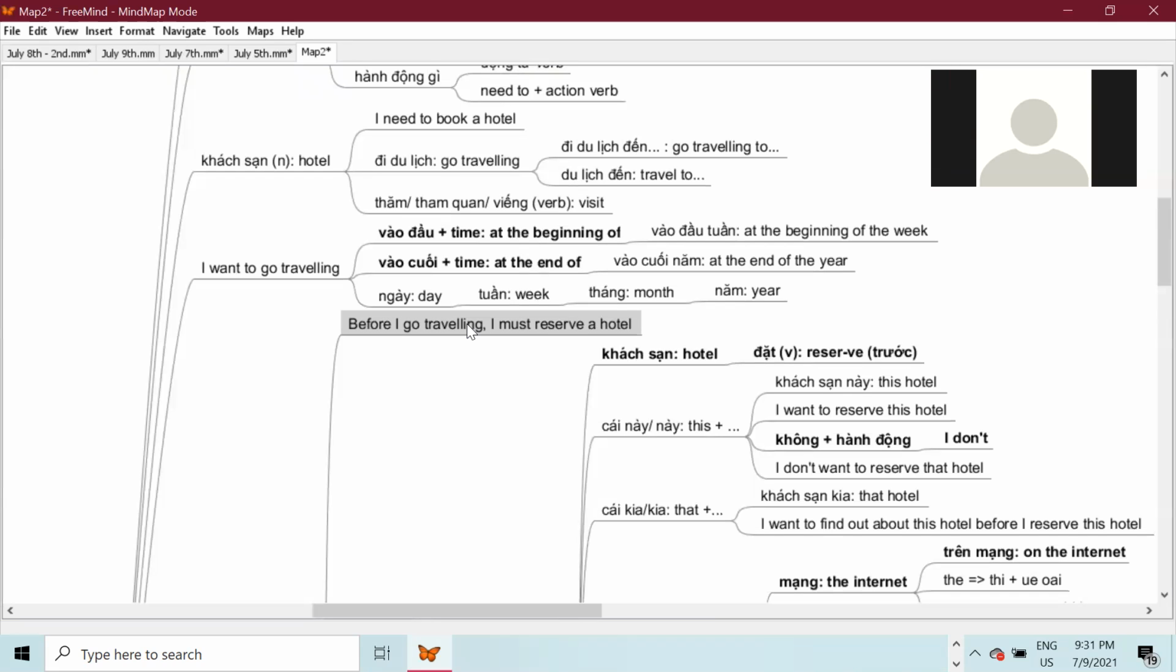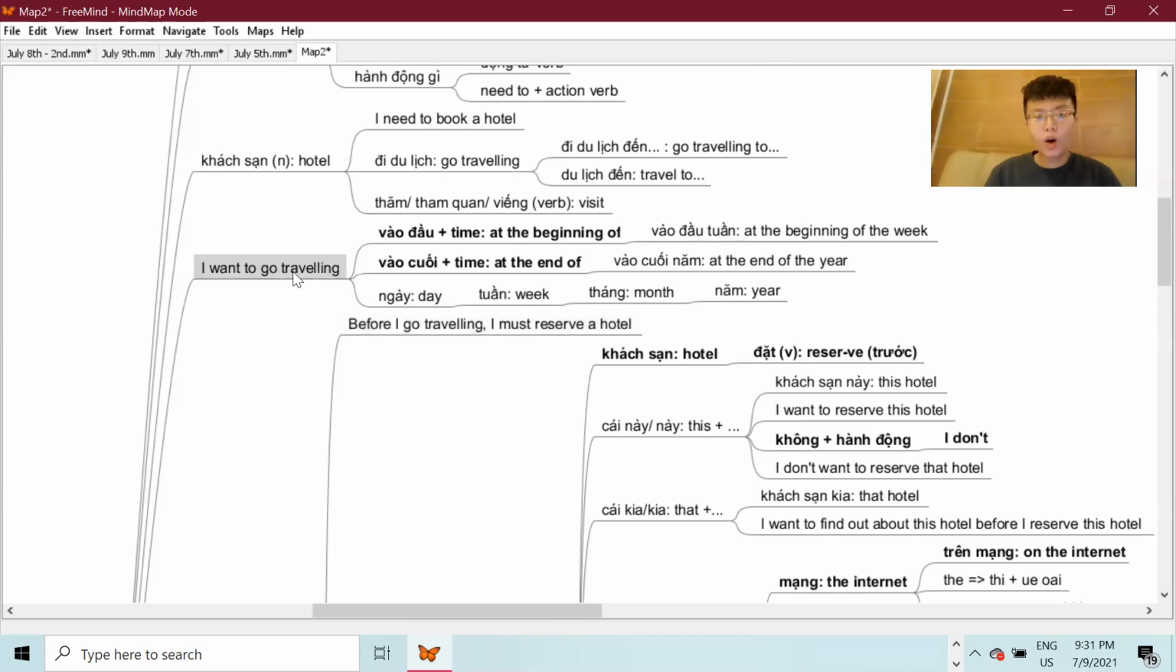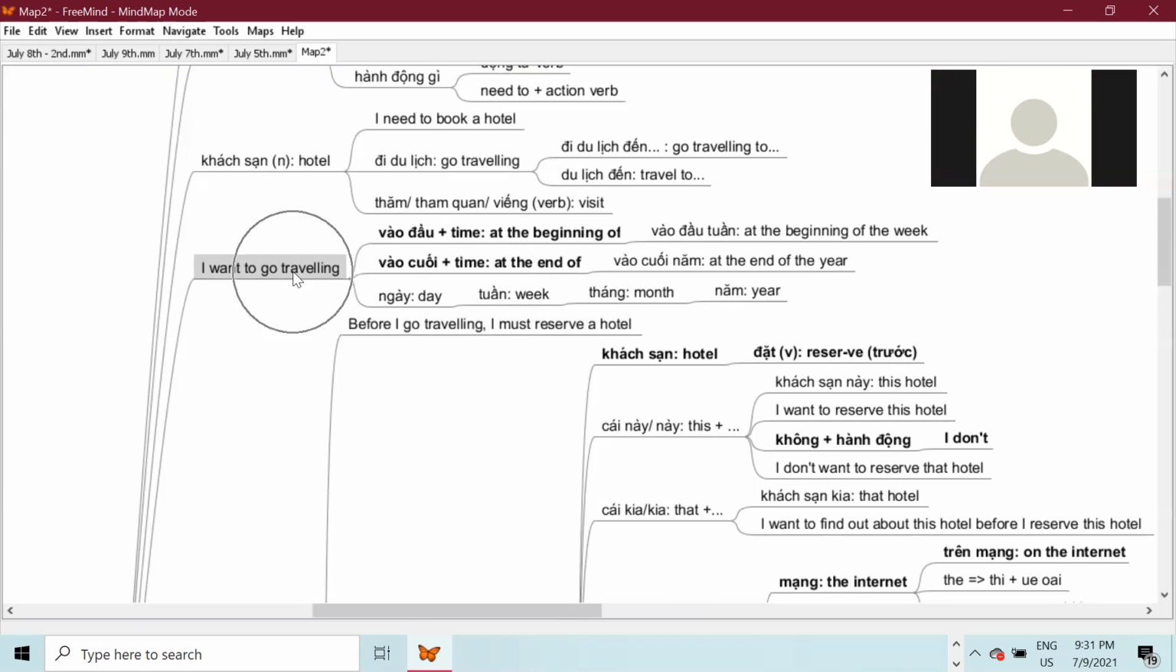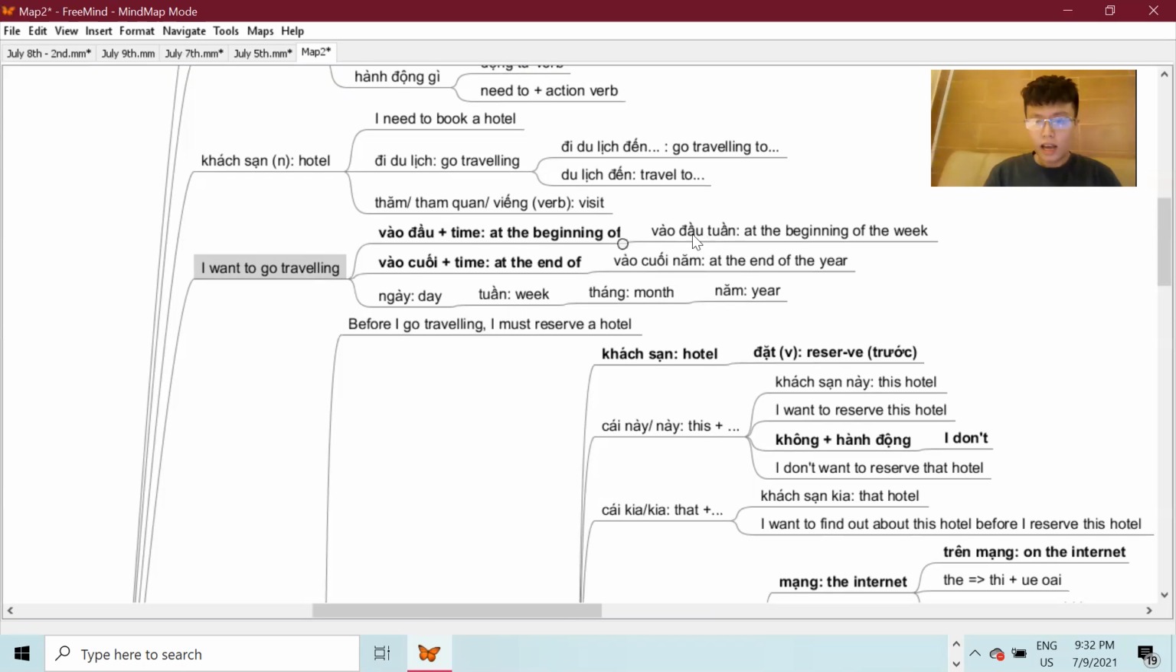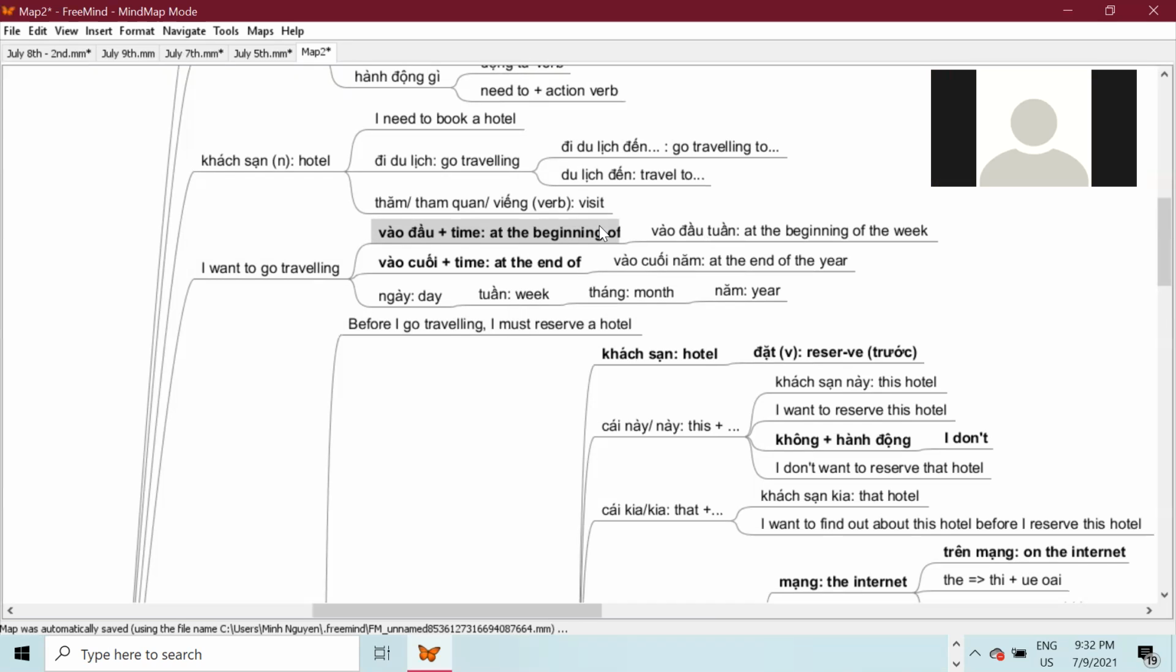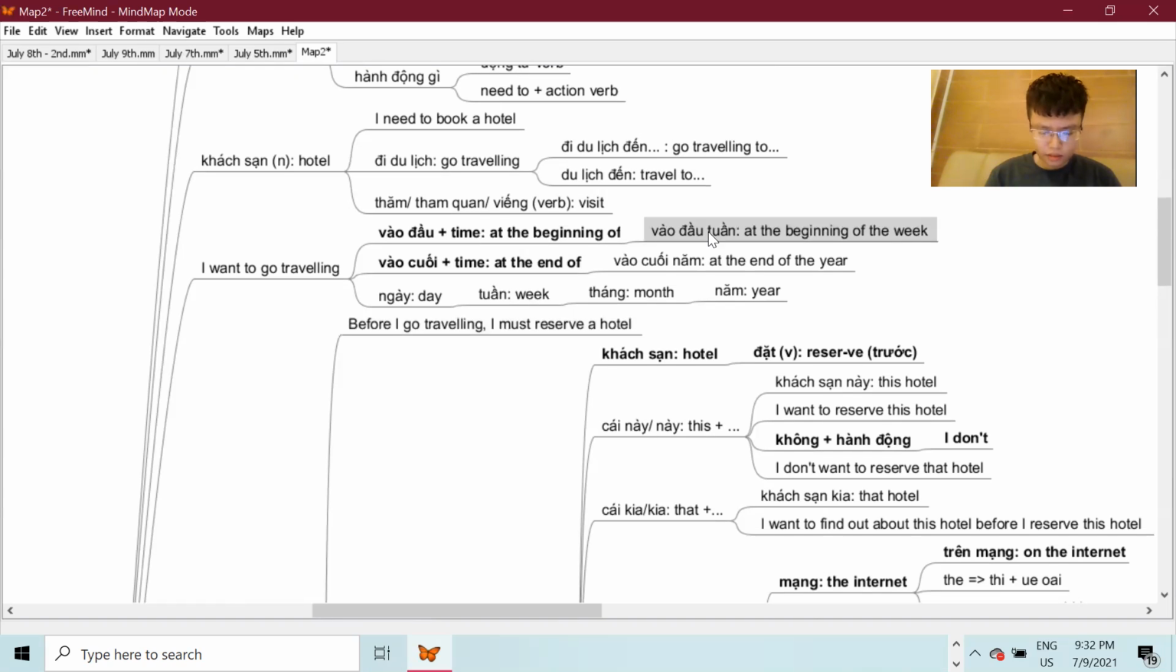Before I go traveling, I must reserve a hotel. Yes, I want to go traveling. Yes, at the beginning of. Very good. At the beginning of the week. Yes, very good.